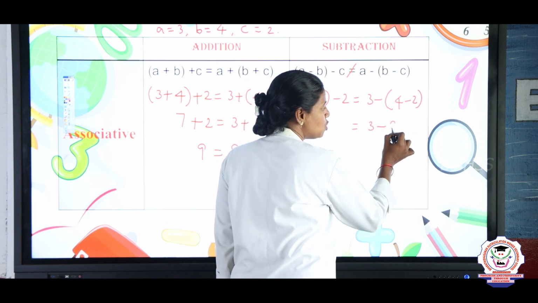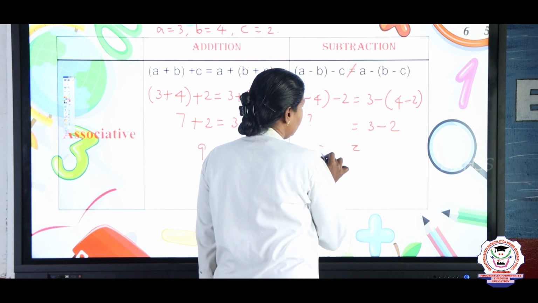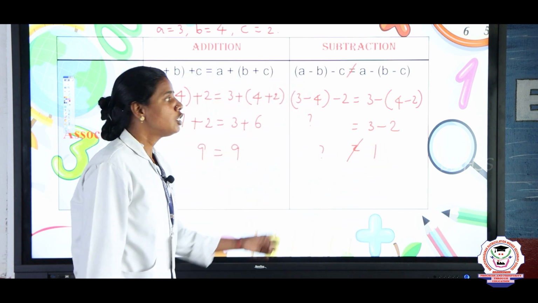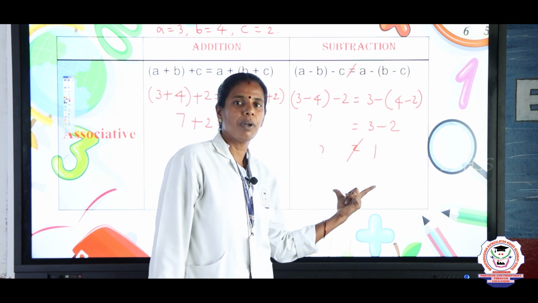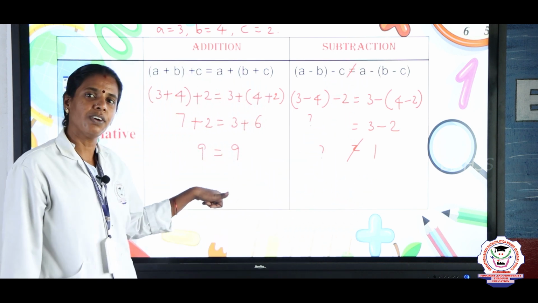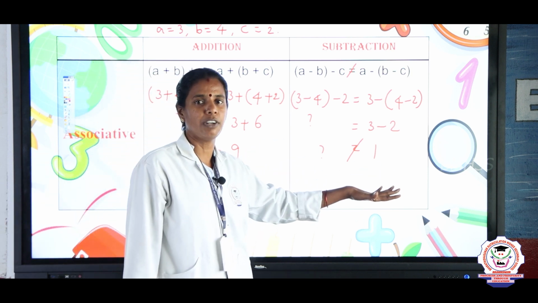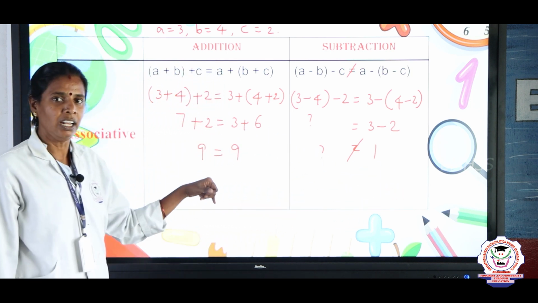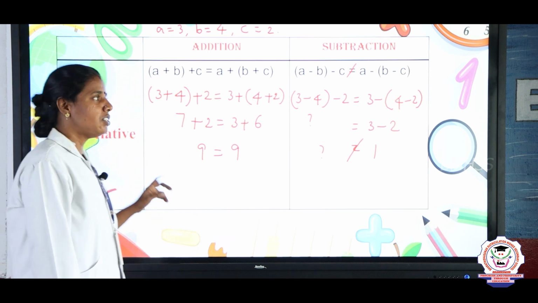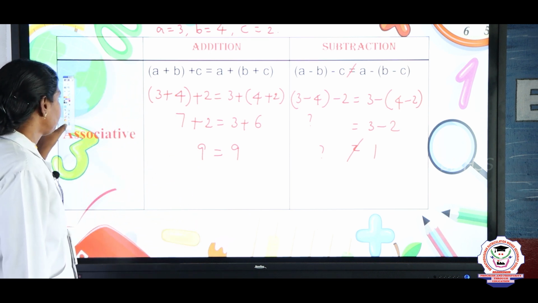See, 4 minus 2 is 2, and 3 minus 2 here will be 1. So they are not equal. So in subtraction, associative property is not satisfied in whole numbers. So addition satisfies and subtraction does not satisfy associative property in whole numbers. Next we are going to see multiplication and division in associative property.